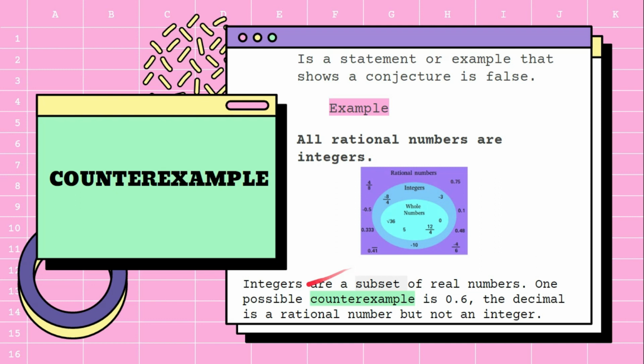Okay, so because they are a subset of real numbers, a counterexample would be that 6/10, this decimal, is a rational number. We can see it here, but it is not an integer.